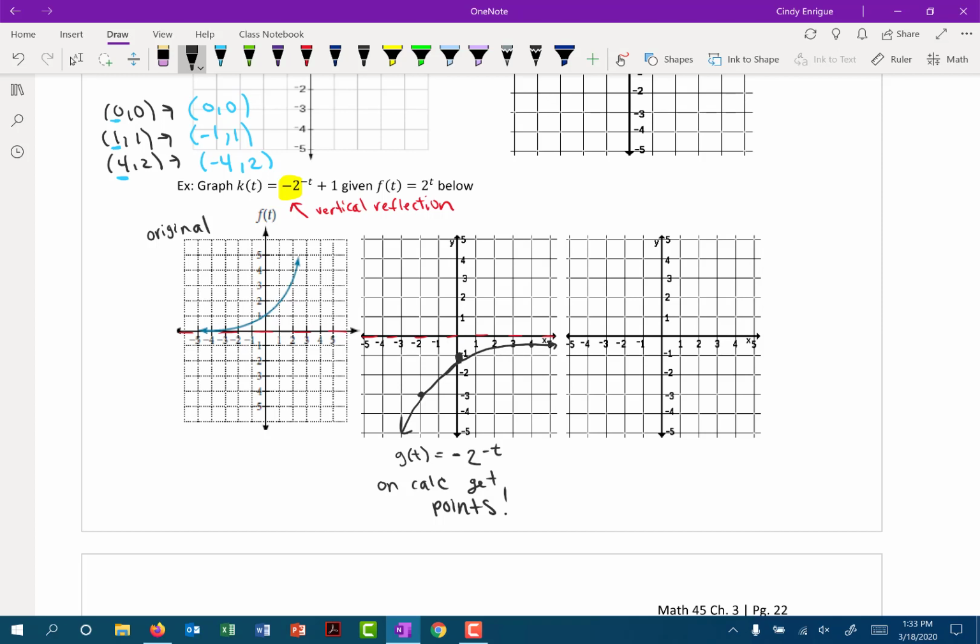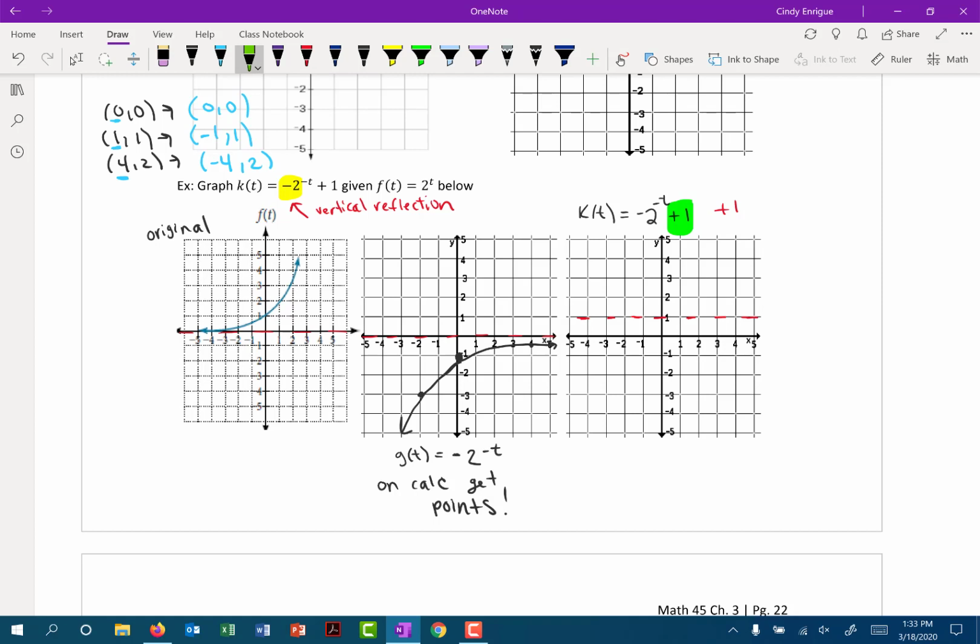Now, because I have that +1, the function that I'm graphing is now my k of t, which is -2^(-t) plus 1. So I'm really considering now that +1. So that means I'm going to be moving all of my points up 1. So this asymptote, because it was at 0, it gets shifted up. So now it's at +1. That's my asymptote.